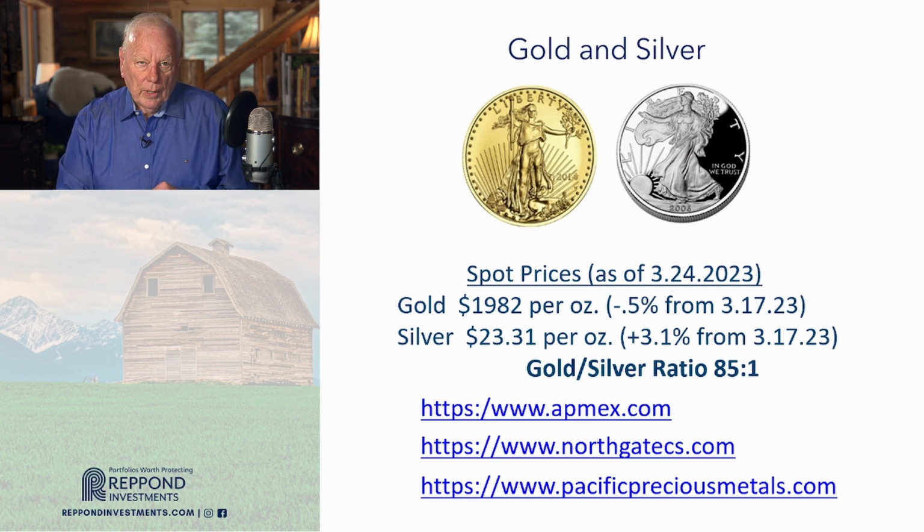The gold-silver ratio, which a lot of people track, is the price of gold relative to the price of silver, and that's 85 to 1 as of this past Friday. That's down from a couple of weeks ago where it was 91 to 1. I say that anything that is greater than 40 to 1 favors silver, and 85 to 1 definitely favors silver as a better value.